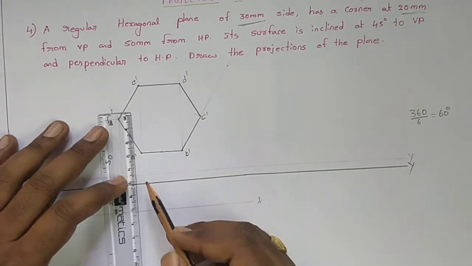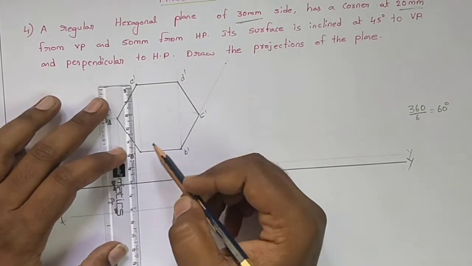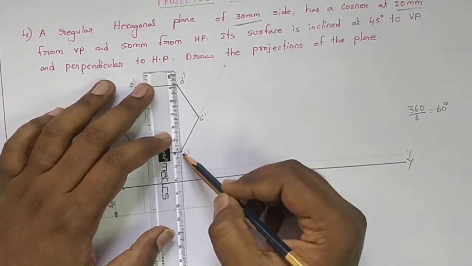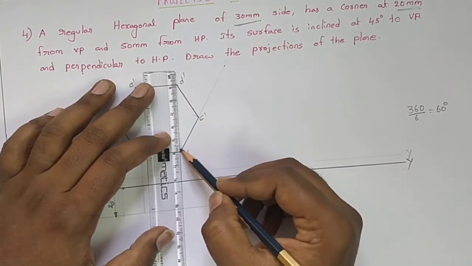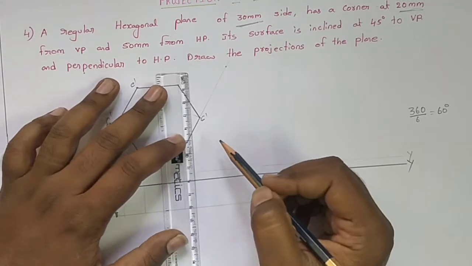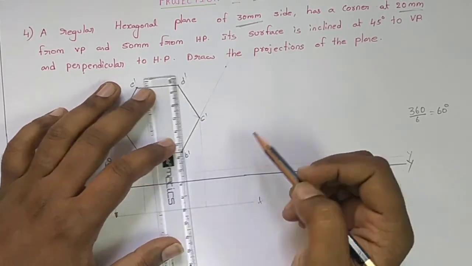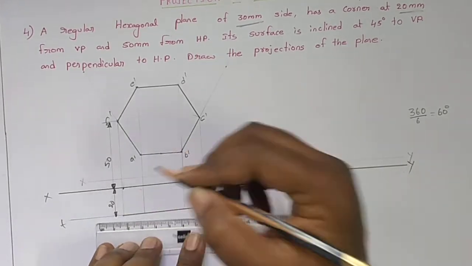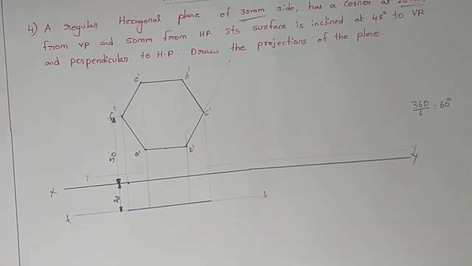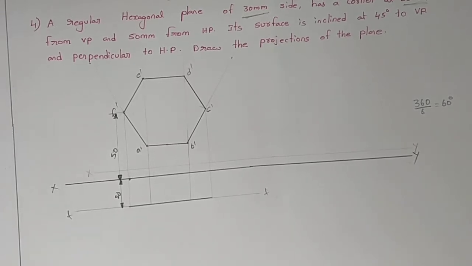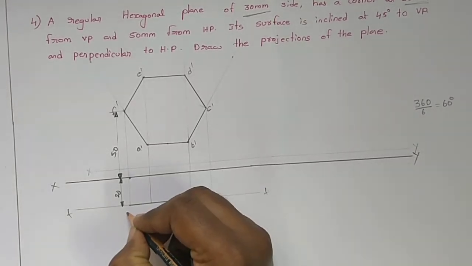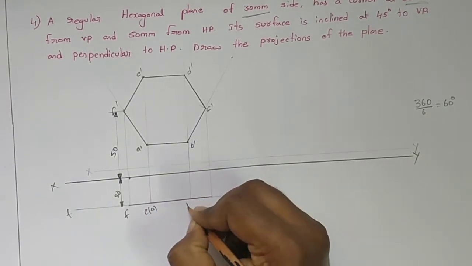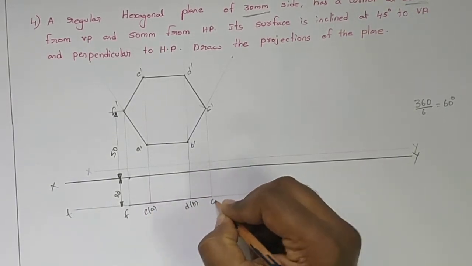We got the top view. Here A and E are in the same position line, and B and D are in the same position line. Got this same point, and C. Okay, now we got all the points. It is the top view when the plane surface is parallel to VP and perpendicular to HP. This point is F and E of A, and this one is D of B, and this one is C.